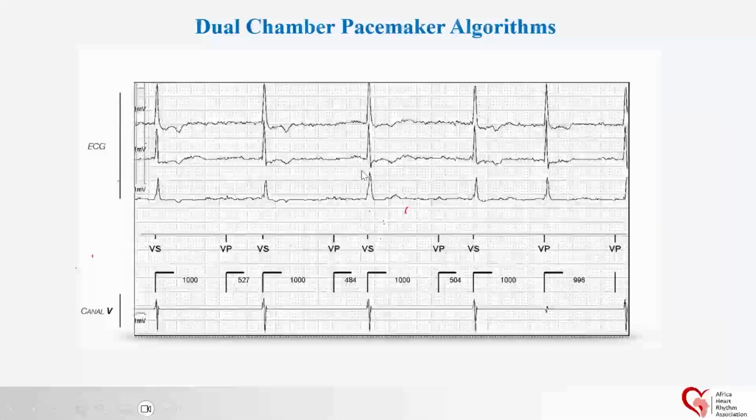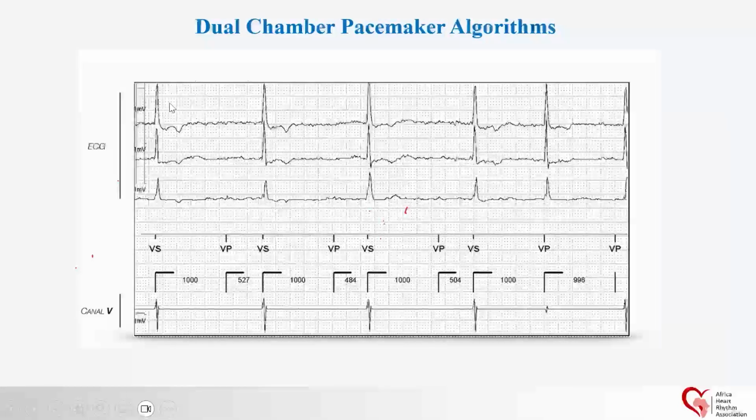C'est quoi le problème dans ce pacemaker ? On a VS, il détecte, VP, il n'y a rien, VS, il détecte, VP, il n'y a rien, VS, il détecte.